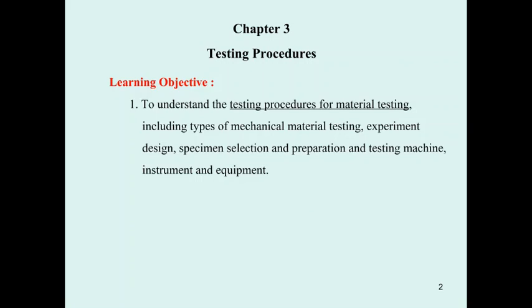Hi, this is chapter 3 of the material testing. We are going to talk about the testing procedure of material testing. In this chapter, the learning objective is to understand the testing procedure for material testing.